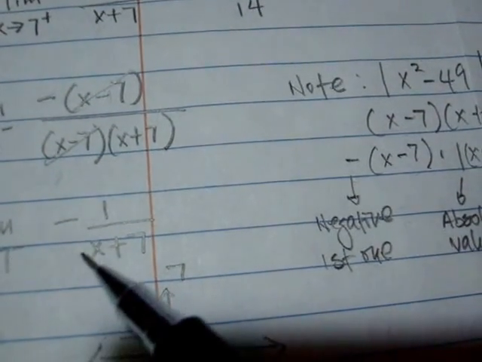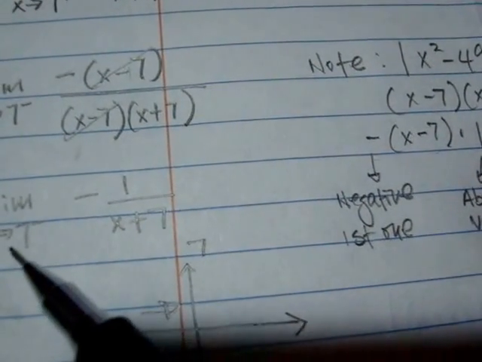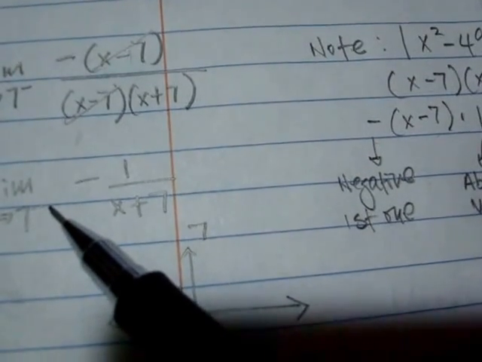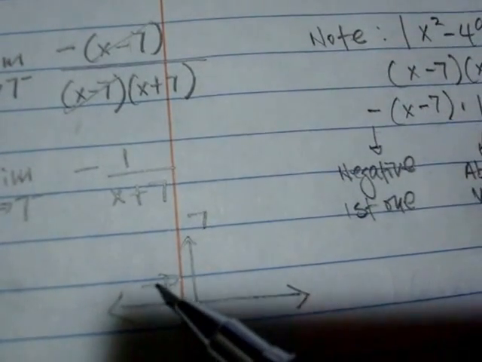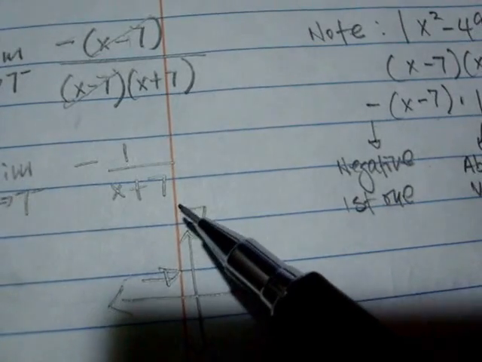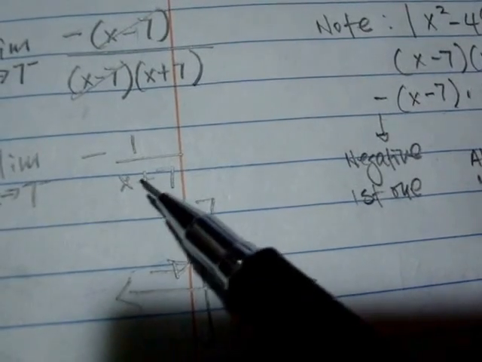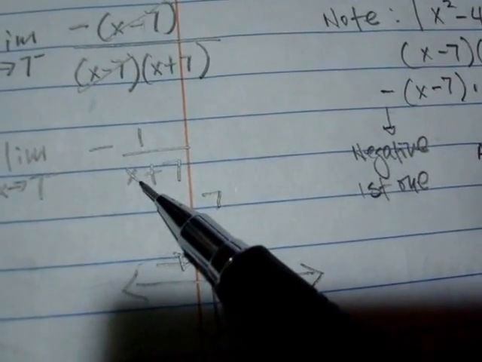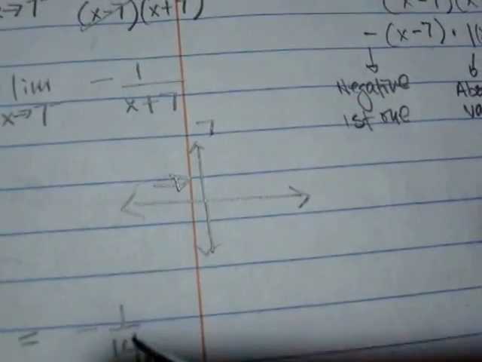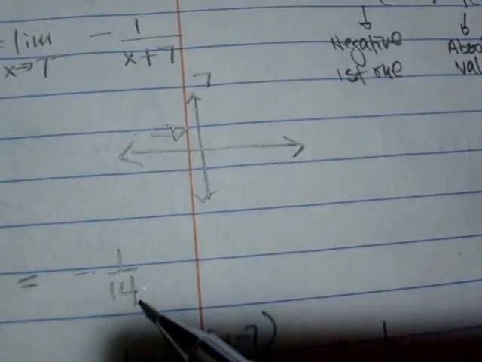And you plug in the 7 for the x right here, because as you take the limit as x approaches 7 negatively, that means it's on the left hand side approaching toward the 7. And it's very close to the 7, so that means you can just plug in the 7 for the x right here and solve for it, and it will become negative 1 divided by 14.